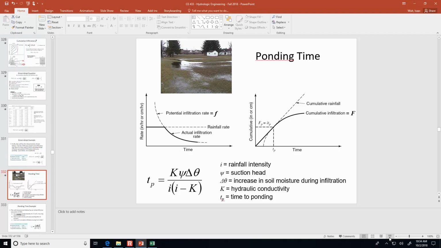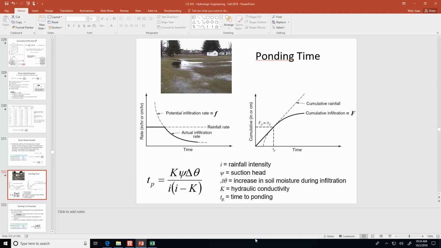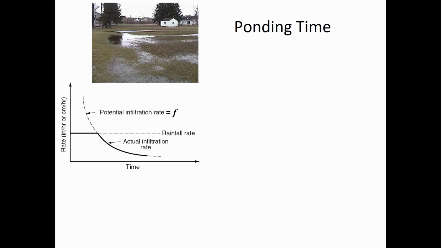Ponding time is another factor that comes up. And remember, the potential rate of infiltration is high, but the rainfall rate may not be as high as the potential infiltration rate. This is important. Do you need more time to work on the spreadsheet? We can pause for a moment if you need more time on it. You got it? All right. Okay, because this is important conceptual stuff here.